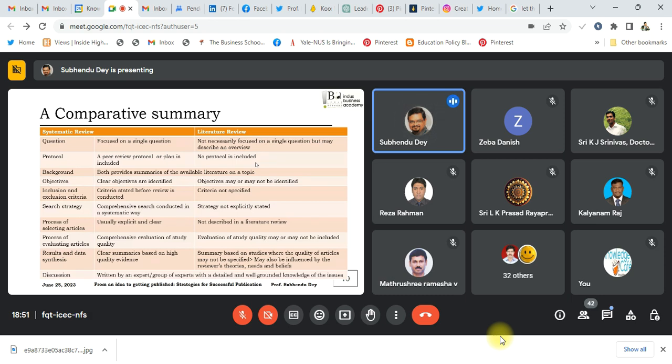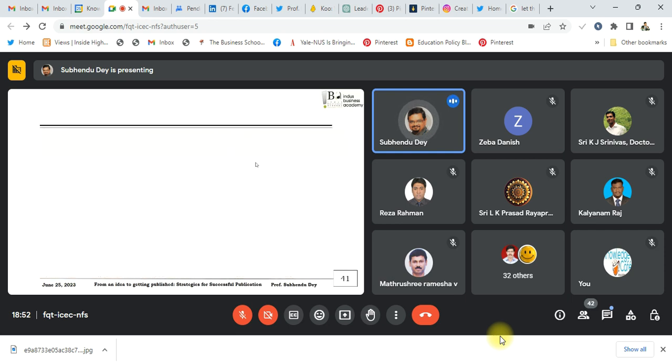In a systematic review, the plan is included, whereas in the traditional narrative form the plan may not be included. So if you look at this entire comparative summary, you will get to know why we prefer to do systematic review as opposed to literature review. I'm not going through each of these point by point because that would unnecessarily be a waste of time. We may look at something else which is more meaningful.